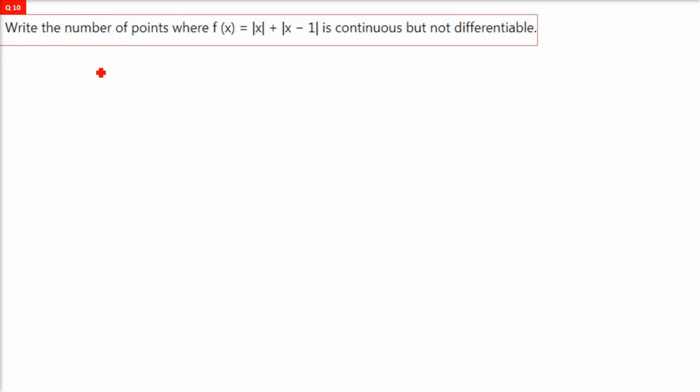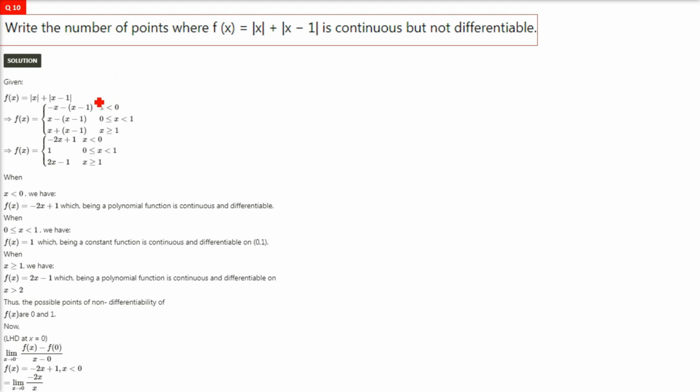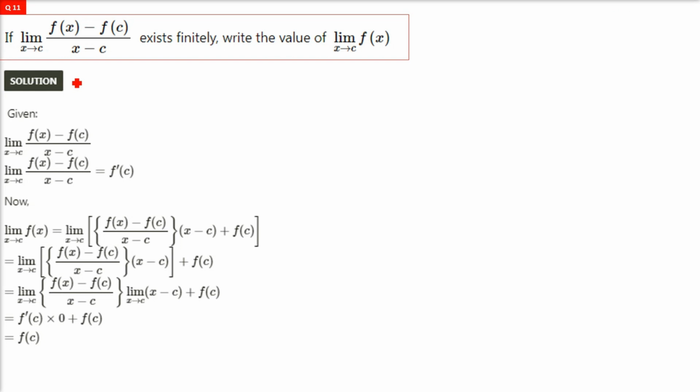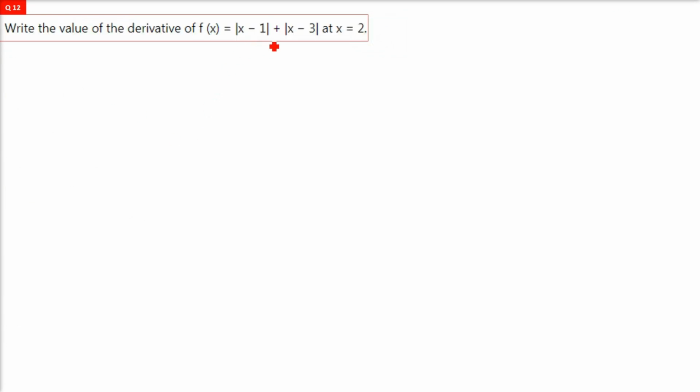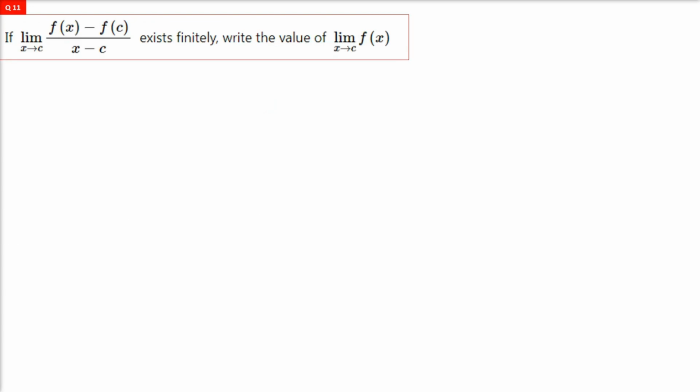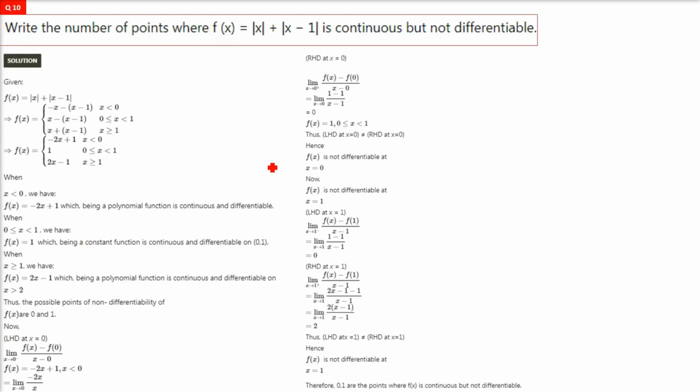Write the number of points where f(x) equals mod x plus mod x minus 1 is continuous but not differentiable. Okay. So if you just go to 10.1 exercise, we have done this question a number of times. See, there is one more question coming which is of almost the same size or say the same logic. Almost, not exactly. So this type of question we have done already. So you just have to refer to 10.1 exercise. Then you will see that 3-4 questions were there like this. We did it. Okay, so I hope you'll be able to do it.